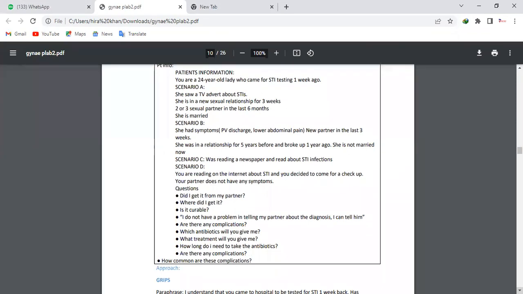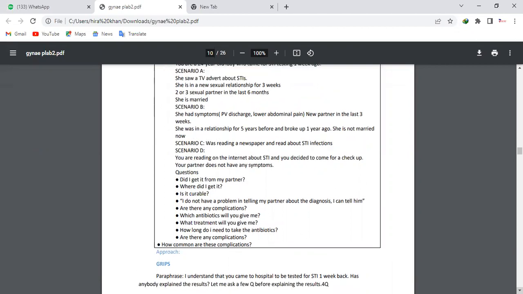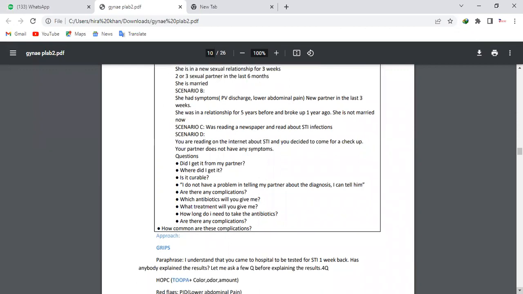Now, the patient concerns are: did I get it from my partner? Very important question. Where did I get it? Is it curable? I do not have a problem in telling my partner about the diagnosis. Can I tell him? Are there any complications? Which antibiotics will you give? What treatment will you give me? How long do I need to take antibiotics? And how common are the side effects? So you are supposed to know the answers to all these questions.